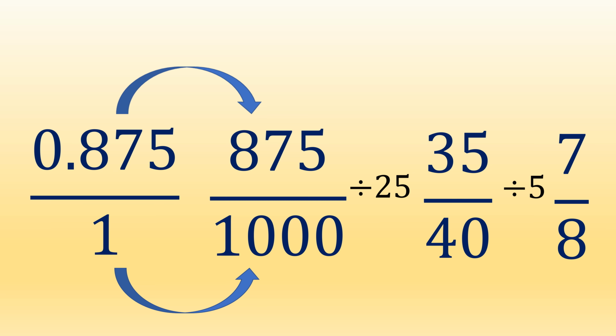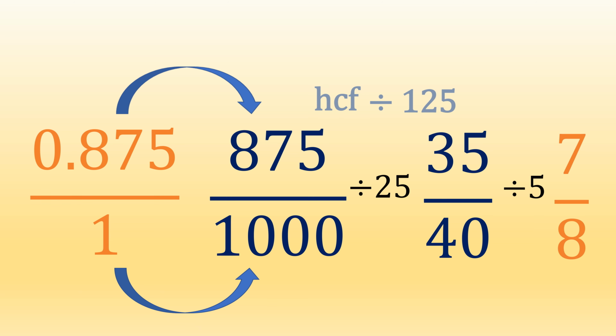Now if you were quite good with your numbers, you may have noticed that 125 went into this fraction, as that's the highest common factor, and you could have got straight to 7/8 by dividing by 125.